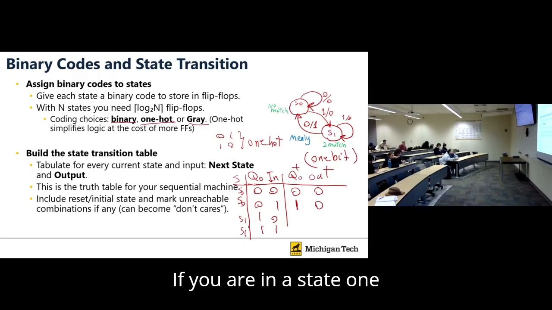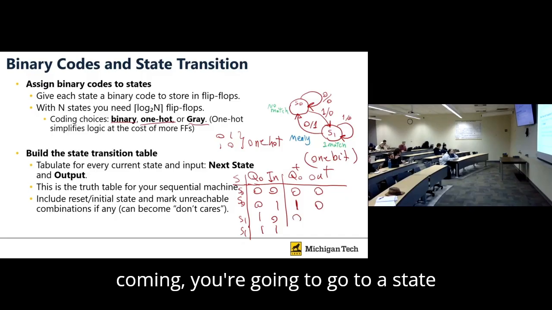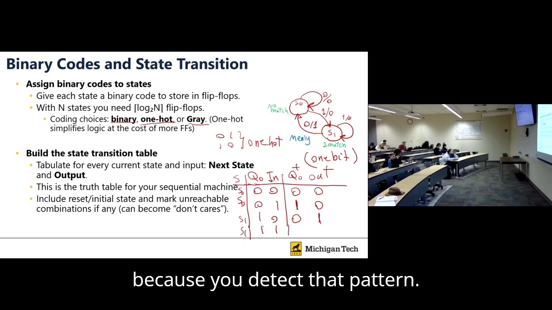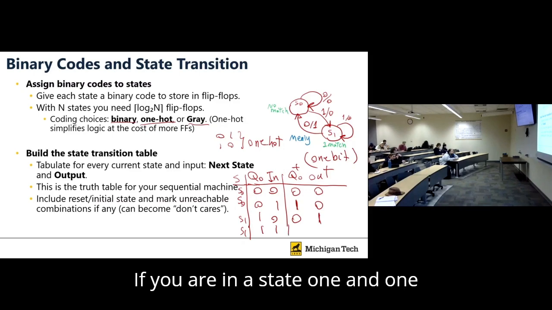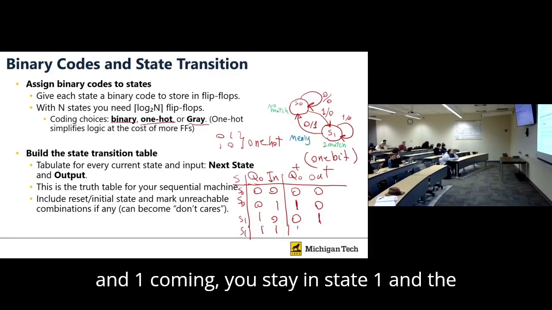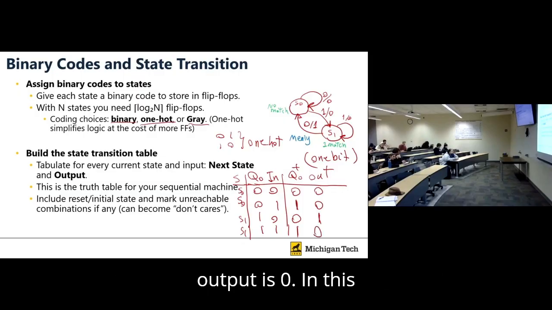If you are in state 1 and 0 comes, you're going to go to state 0 and print 1 as an output because you detected the pattern. If you are in state 1 and 1 comes, you stay in state 1 and the output is 0. In this picture, I think, yes, correct.